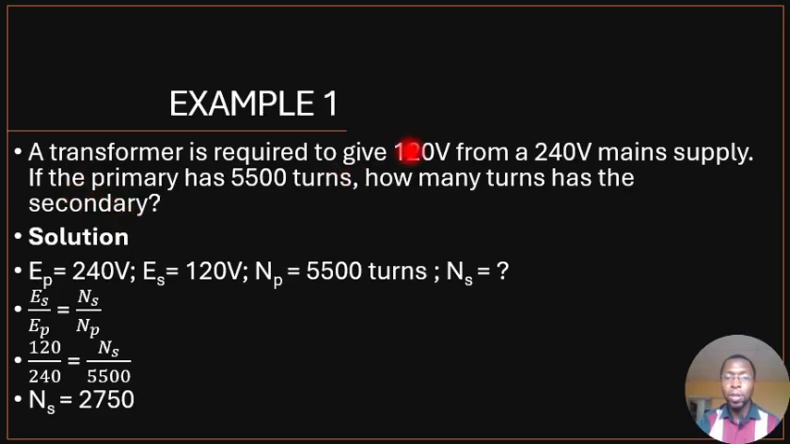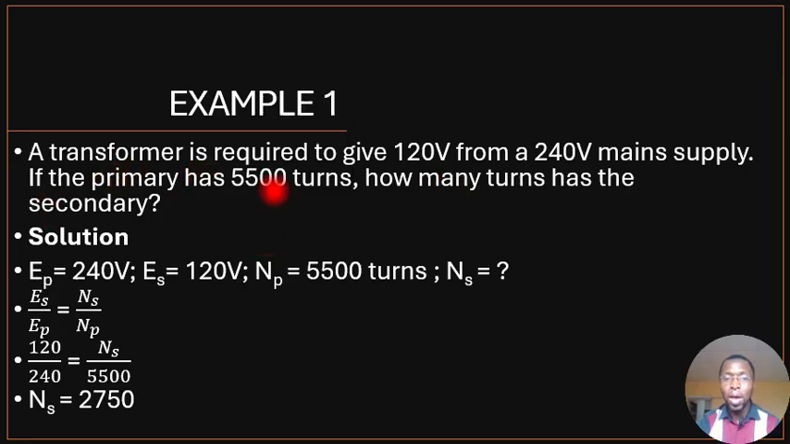So firstly, we are given the supply of 240 volts. This is our main supply here, so we have our primary voltage to be 240 volts. Now the supply voltage is actually 120 volts. The supply voltage is the secondary voltage. That's 120 volts. But the point from where the voltage is drawn from, the primary voltage, is 240.